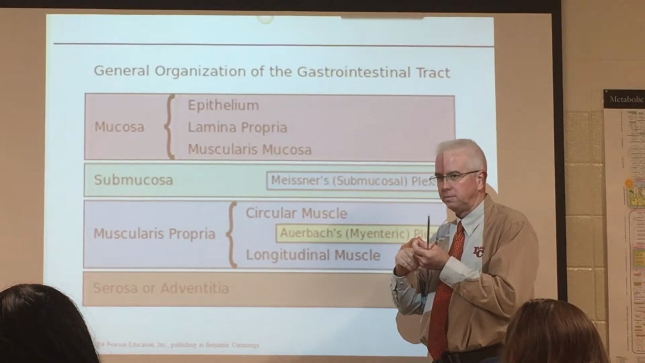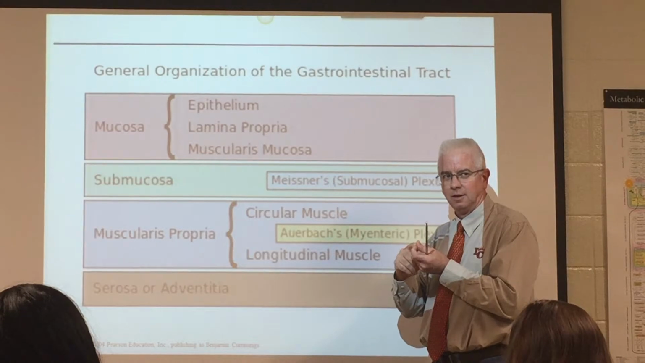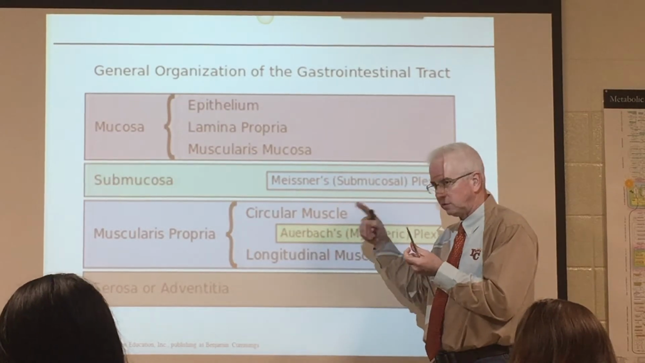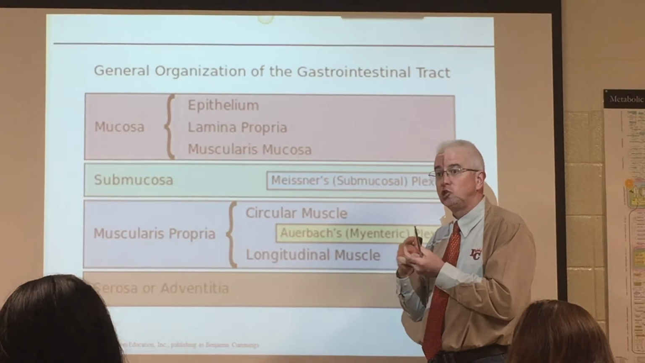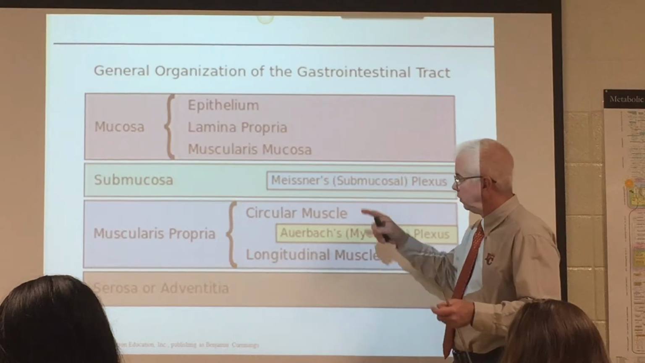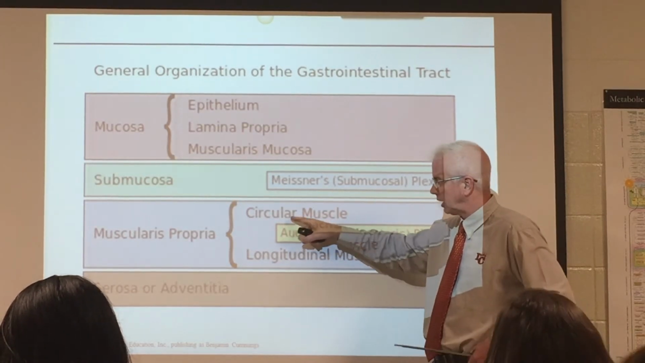So these are all tight junction connected cells. We learned all this. They're all smooth muscle. They circle the lumen. When they constrict, the lumen gets smaller. So these two plexuses are going to influence the contraction of these muscles.